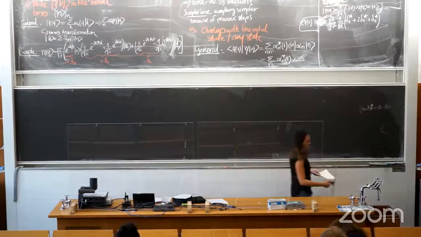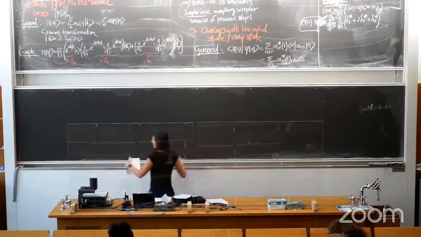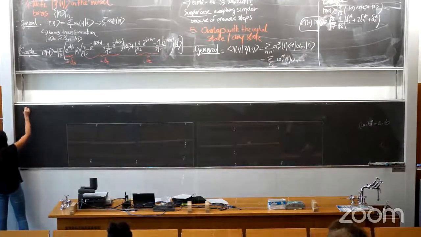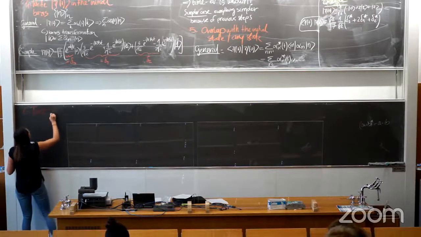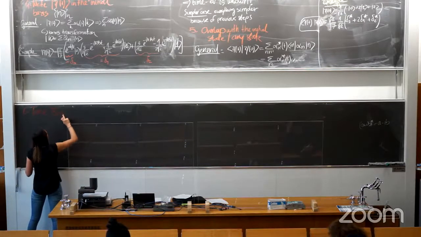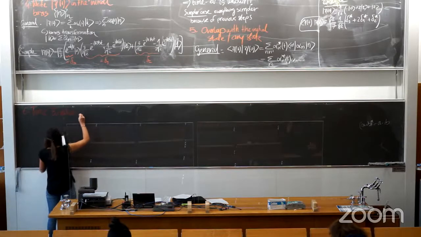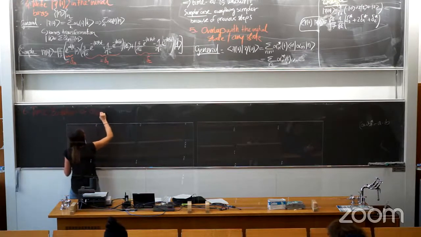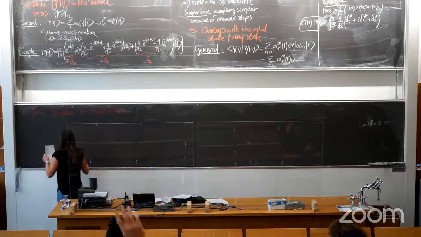Good. Then we can move to the next step. So we are at step 6: time evolution of observables, which basically means expectation values.